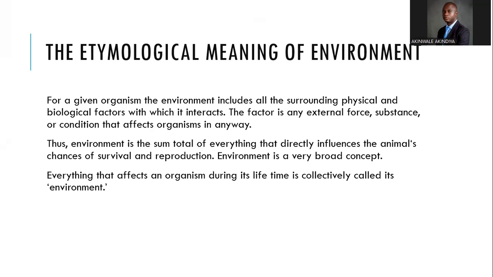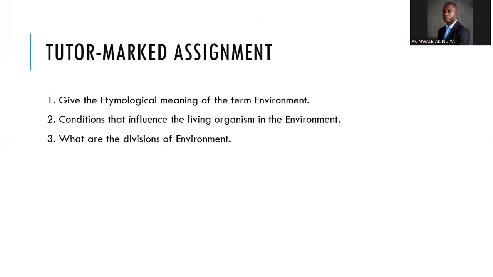So the environment is the sum total of everything that directly influences the animal's chances of survival and reproduction. Environment is a very broad concept. Everything that affects an organism during its lifetime is collectively called its environment. So interactions with your own species, interactions with other species, with plants, with microbes, seen and even unseen microbes, all these can affect the survival of the human race.